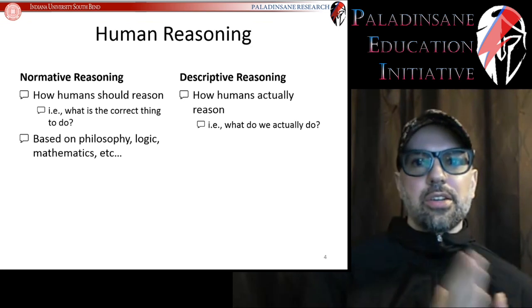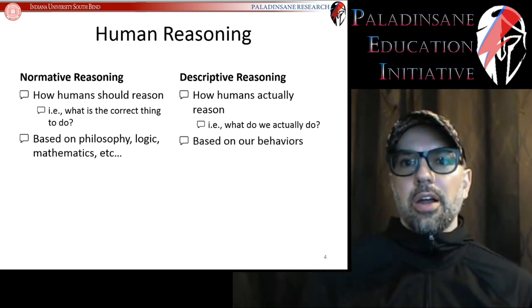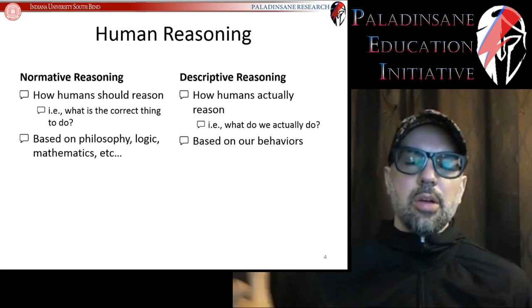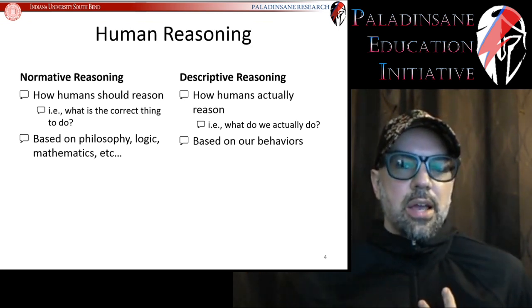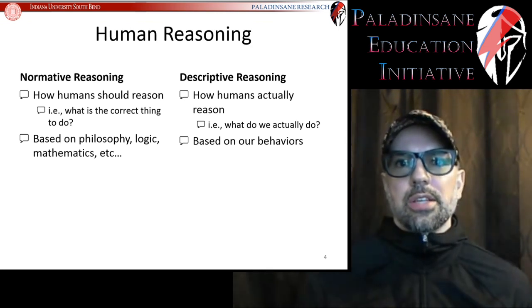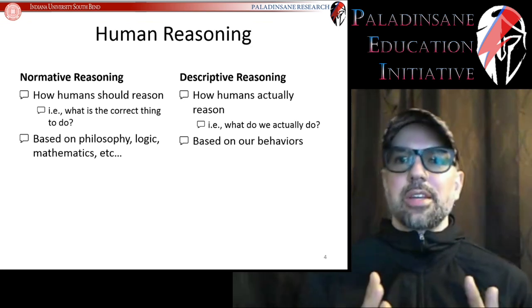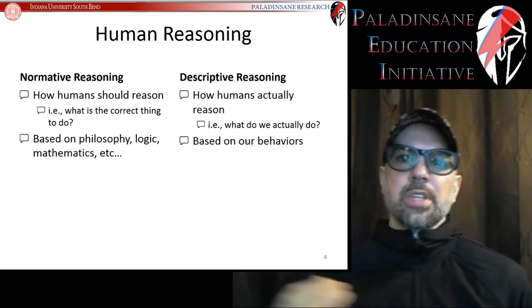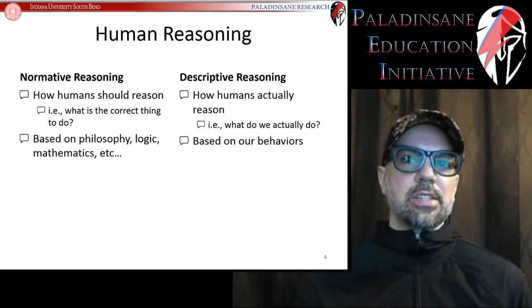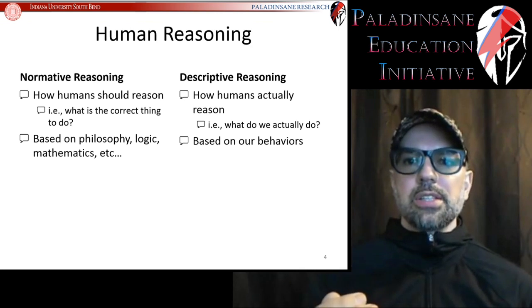On the other hand, descriptive reasoning is what we actually do. And this is just based on our behaviors. This is just based on putting humans in situations and us as psychologists measuring what they do in those situations, so that we can have that description, hence the descriptive reasoning. We can have that description of what they actually do.